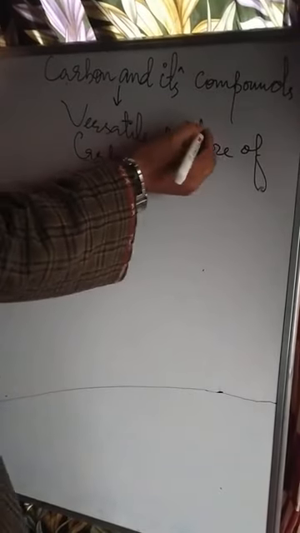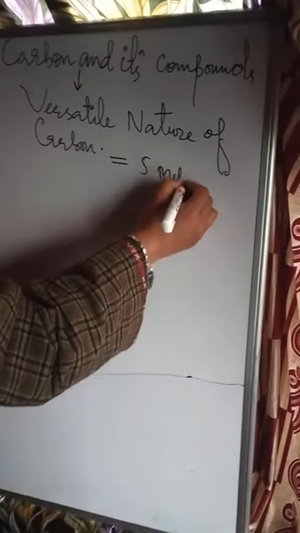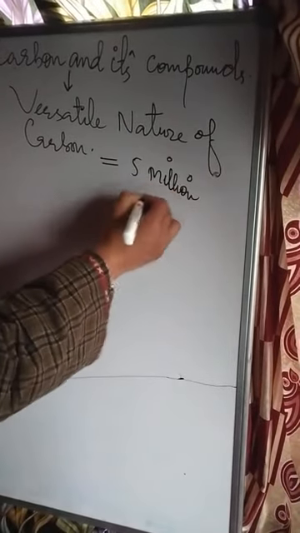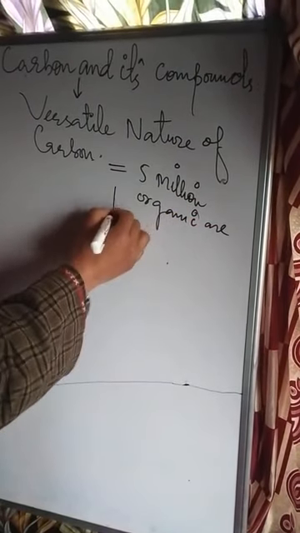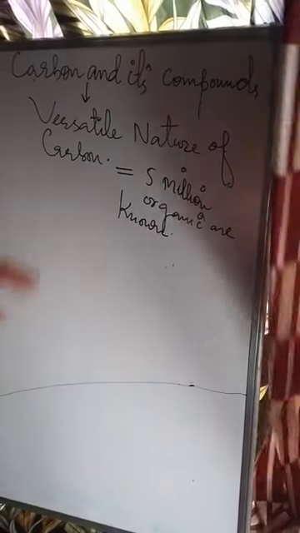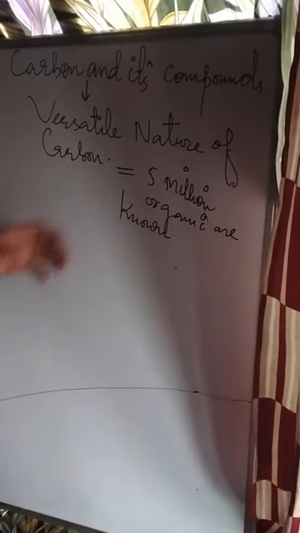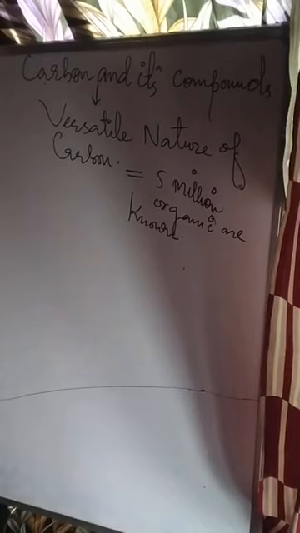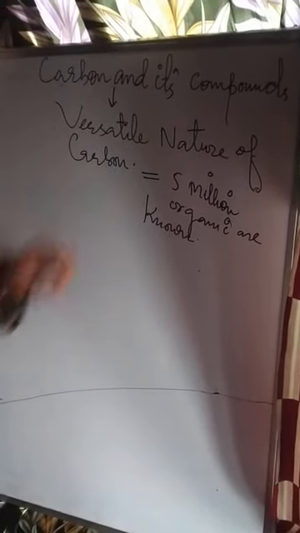Before discussing this versatile nature of carbon, let me tell you that around 5 million organic compounds are known. I told you people organic compounds are actually the carbon compounds. Now what is the reason behind this? Why does carbon form millions and trillions of compounds? The reason behind that is actually the versatile nature of carbon.